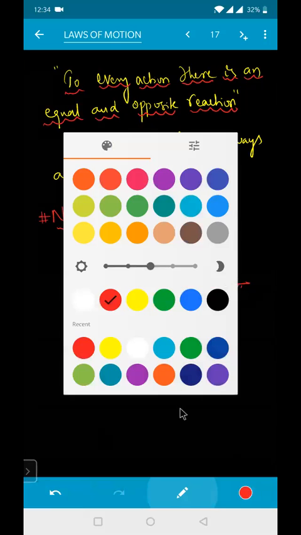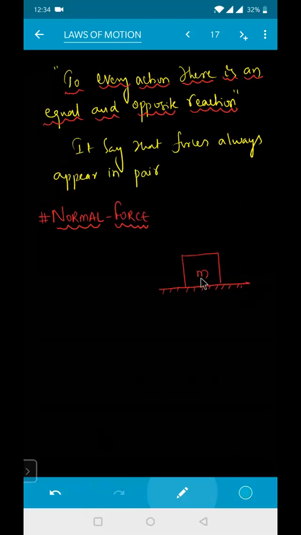So what I can do is draw the forces acting on that body. One is the weight exerted by this body in the downward direction, that is mg. This is the ground. The ground will also exert a force on this body in the upward direction. That force is called the normal. Clear for everyone?